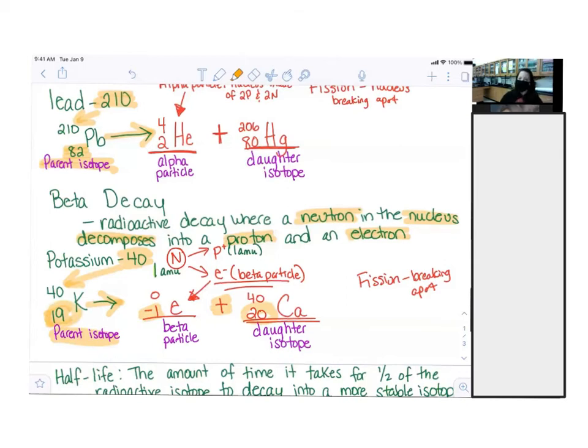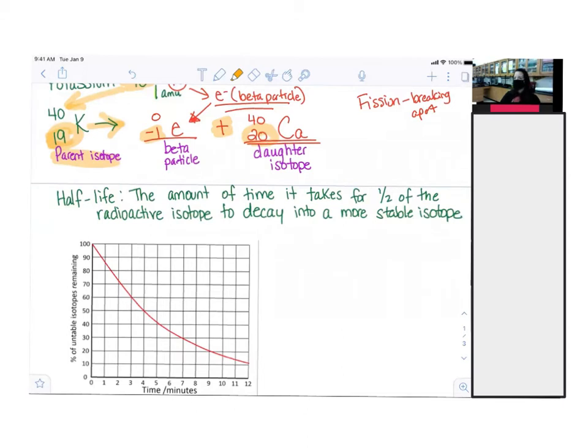And it does. What I'm going to start with when I explain half-life is I'm going to give a definition. So half-life is an amount of time. So if I ask you for a half-life, the units should be always something that has to do with time. Minutes, seconds, hours, days, years. Your unit should always be a unit of time. So half-life is how long it takes for half of a radioactive isotope to decay into a more stable isotope.